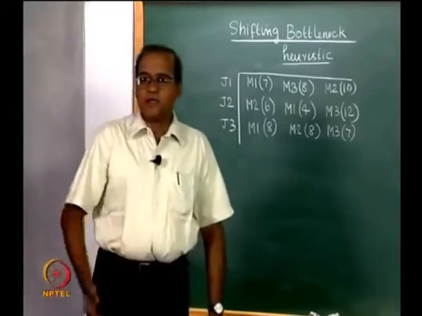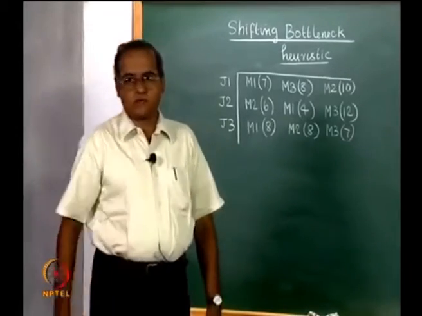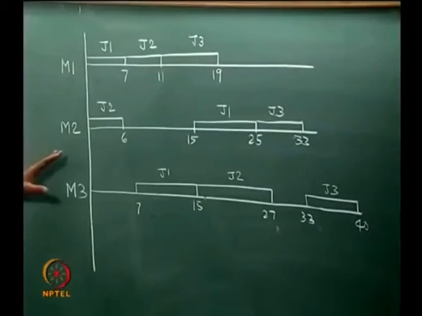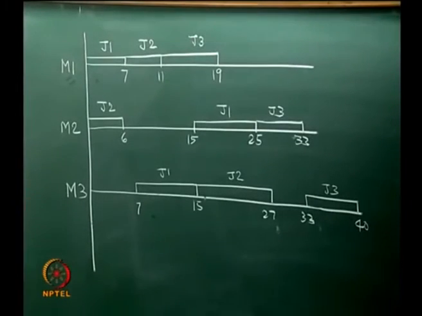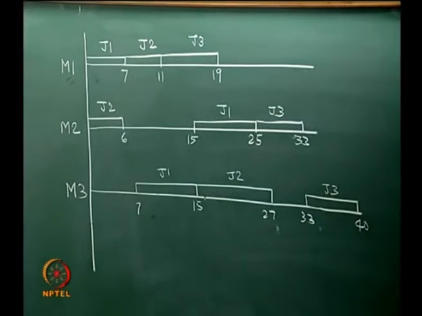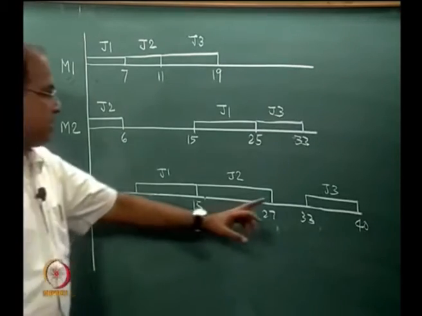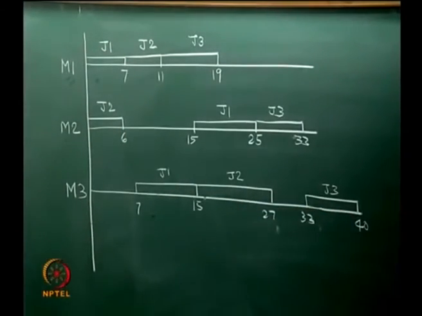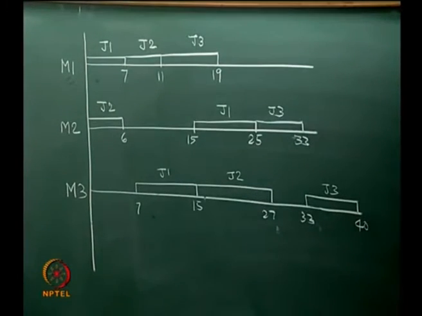We have already seen dispatching rule based solutions. For example, we have seen this Gantt chart which has been prepared with shortest processing time as the dispatching rule. So, if we use shortest processing time as the dispatching rule for this problem instance, we get a makespan of 40.